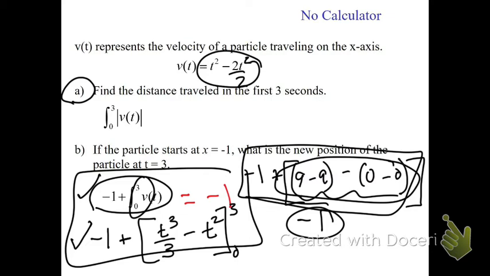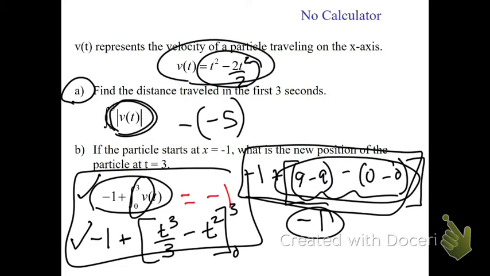What you need to do is find anywhere velocity is negative and make it positive, and then integrate. To turn a negative number into a positive, I need to put a negative in front of it. So anywhere velocity is negative, you're going to put a negative in front of it, which basically means change all the signs. Let me show you how that's done.